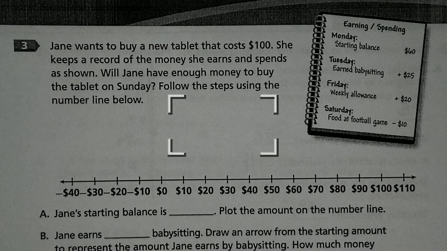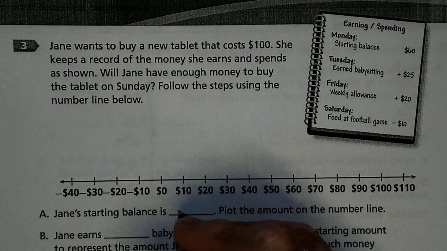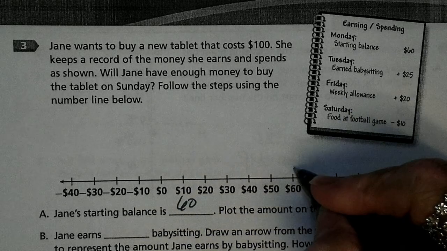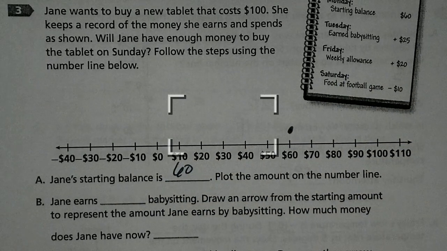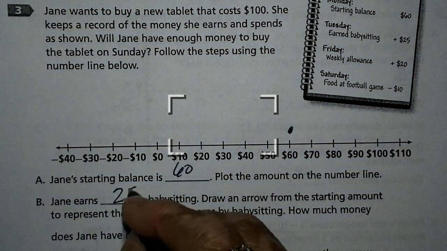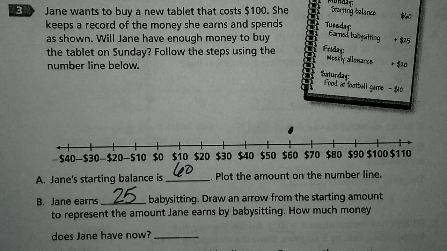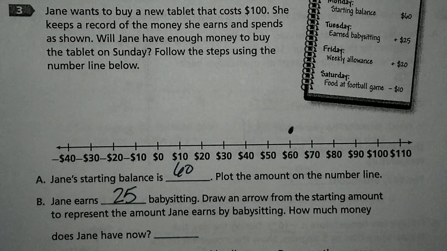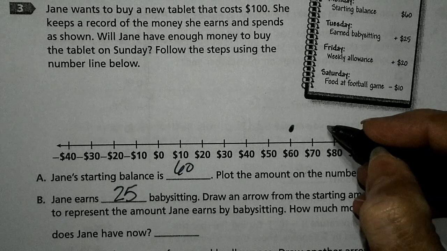What is the starting balance? Your starting balance is 60, and so you mark that on the number line. Okay, got it. And so she earns 25 by babysitting on Tuesday. Okay, so where does that move me to? Add 25 more to the 60. So where would that put me on my number line? 85. In between 80 and 90.